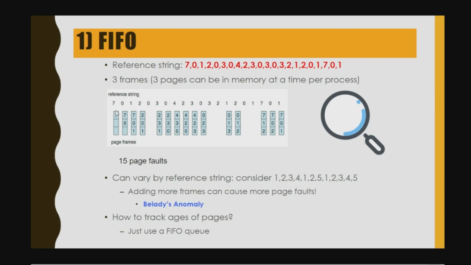So we have this reference string and the page frames. Based on this, we have 15 page faults. It can vary by reference string. Consider 1, 2, 3, 4, 1, 2, 5, 1, 2, 3, 4, 5. Adding more frames can cause more page faults. This is under Belady's anomaly. How do we track the ages of pages? Just use a FIFO queue.